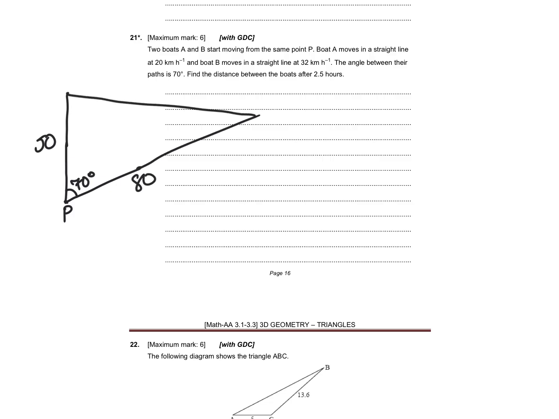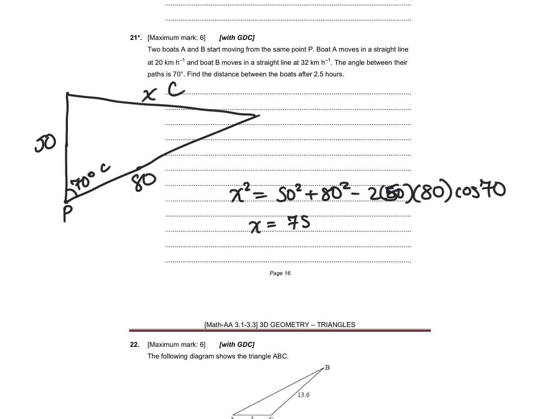So we want this. This is cosine rule because we don't have an angle on the side opposite. So we're going to have x squared equals 50 squared plus 80 squared minus 2 times 50 times 80, that's a 5, this is an 8, cosine 70. So we end up getting that x is 78.5 kilometers.